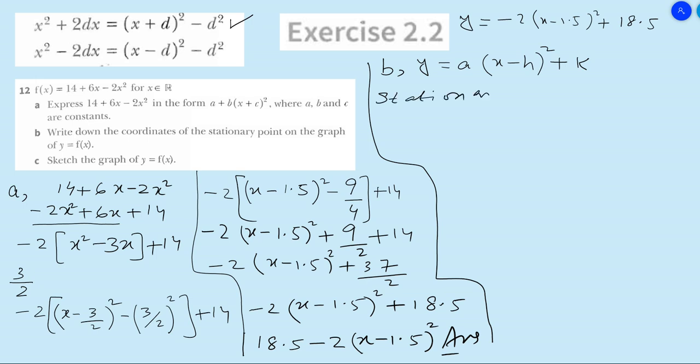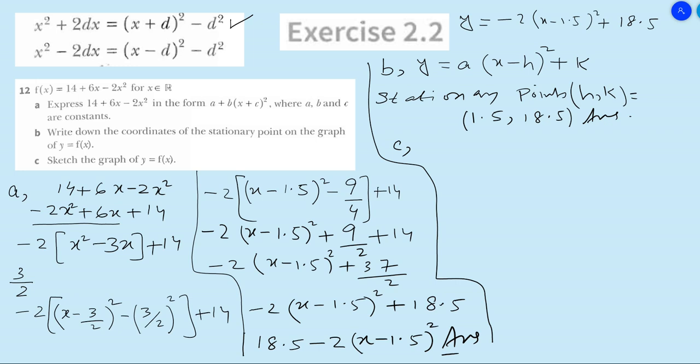So our stationary point is (h, k). If you compare y equals a into (x minus h) whole square plus k with our answer, we will get the value of h is 1.5 and k is 18.5. This is our answer of part B. The stationary point is (1.5, 18.5). I hope you understand. Come to part C.